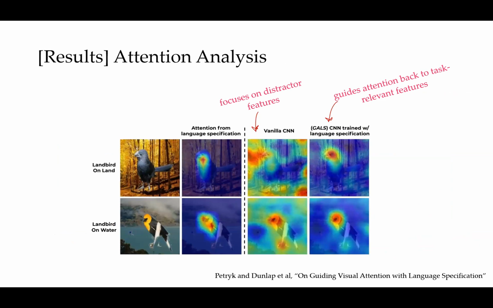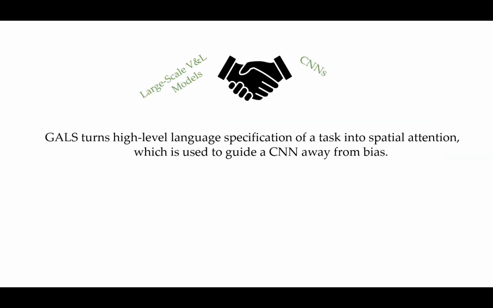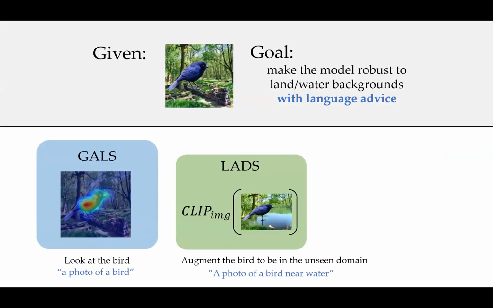And if you train a model with GALS, instead of attending to the wrong thing that a vanilla CNN would attend to, like the background, it'll actually pay attention to the thing that you care about and do the right thing. And it can even reduce implicit bias in a variety of scenarios, like if you're trying to classify meat versus non-meat, you should probably look at what's on the plate, not what's being served with the meat. I mean, probably, I don't know. And if you're trying to classify the gender of a person, you should probably pay attention to the features of the person and not what job they have or what tools they're carrying, things like that. So that's GALS. It gets you some of the way there, but let's keep going.